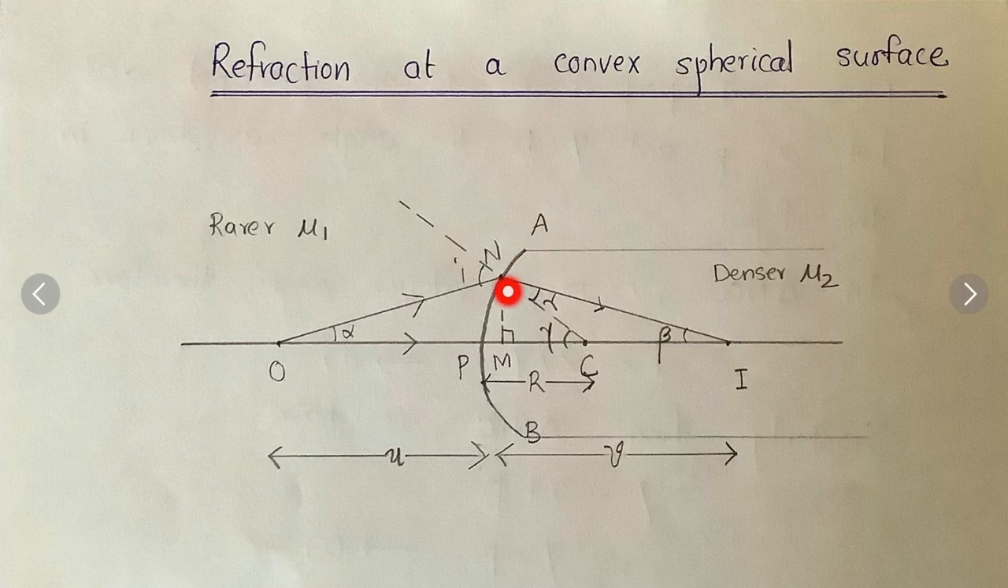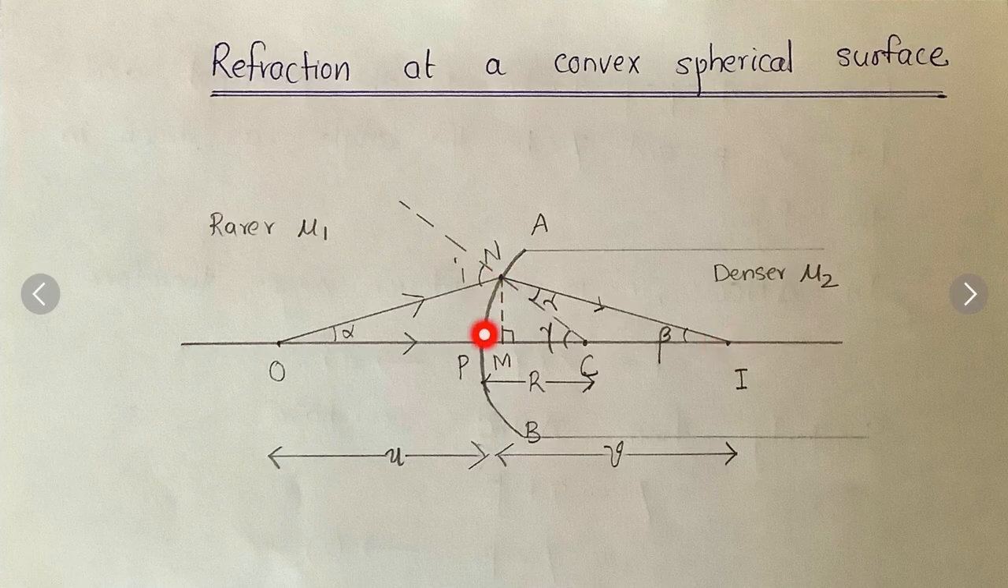APB is the refractive surface and O is the object on the principal axis. O is the point object on the principal axis. Object lies in a rarer medium mu1. Now the rays from the object, one ray goes from O to N, another ray goes from O to P. At N, the ray is refracted and bent towards the normal, and it travels like this and comes to I.